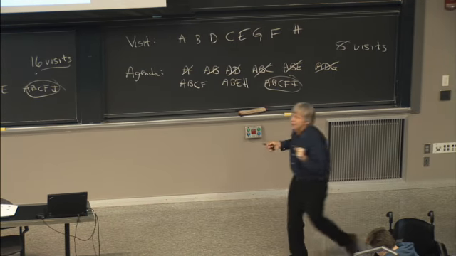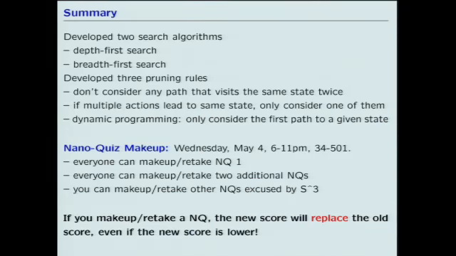So the point then is that today we looked at 2 really different kinds of search algorithms, depth first search and breadth first search, and we looked at a number of different pruning rules. Pruning rule 1, don't go to some place that you've already visited. Pruning rule 2, if you have 2 children that go to the same place, only think about one of them. You can consider dynamic programming to be a 3rd pruning rule, because that's the effect of it.